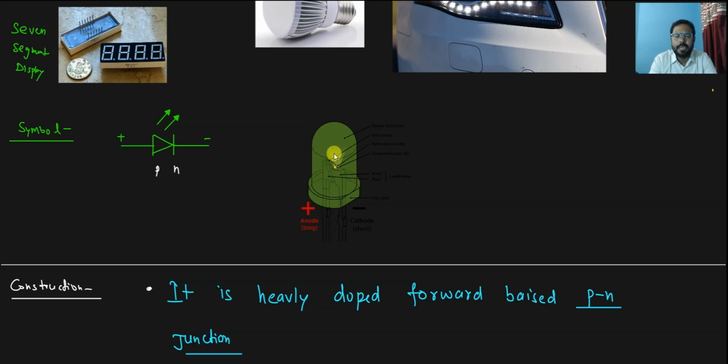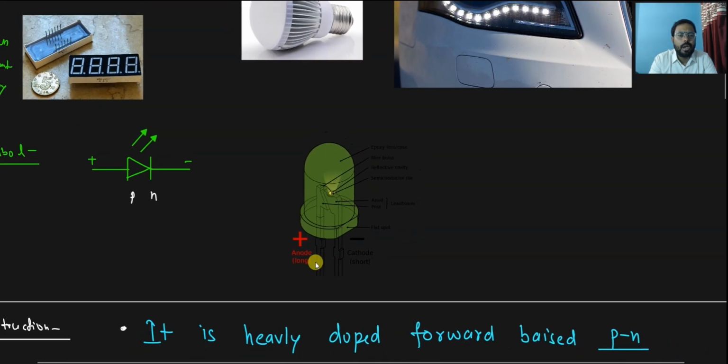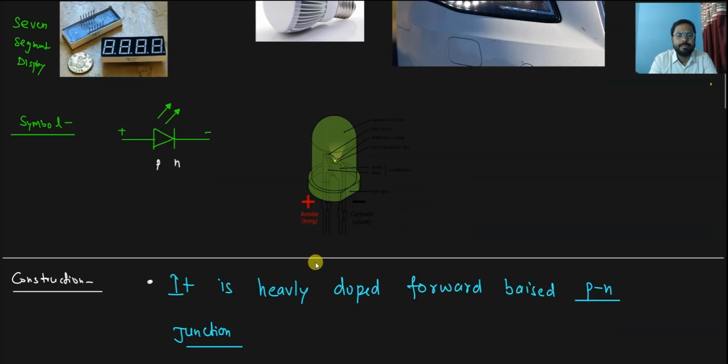Now this is another diagram which you can see here. When you see any LED, there is a longer end and a shorter end. The longer one is the anode, the positive one, and the shorter is the cathode, the negative. Now, what is the construction of LED?